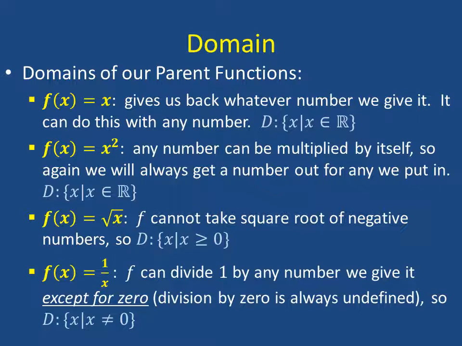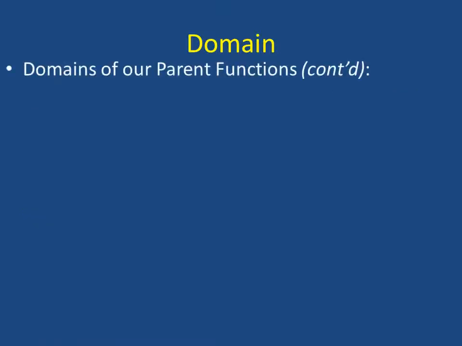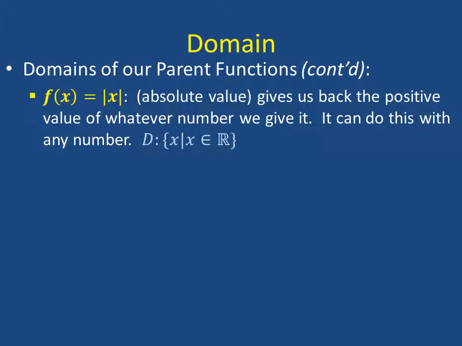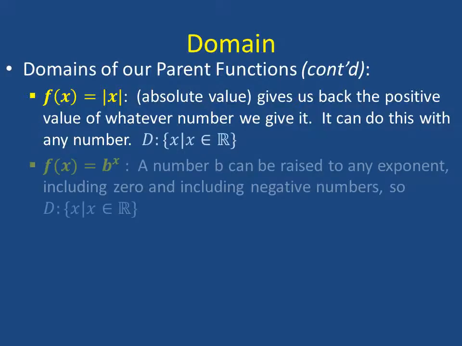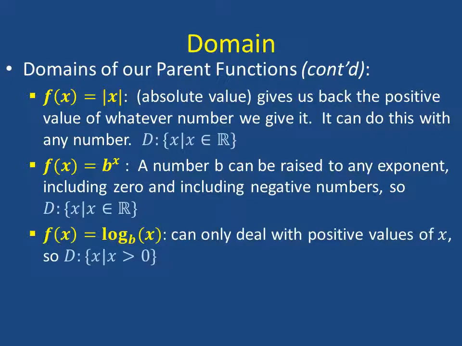For the rational parent function, f can divide 1 by any number that we give to it except for 0. Remember that division by 0 is always an undefined operation, so the domain is going to be all x except for x equals 0. The absolute value function gives us back the positive value of whatever number we give to it. It can do this with any number, so we can feed it any number x that we want. So again, domain is all real numbers. A number b can be raised to any value of exponent, including 0 and including a negative number. So the domain is all real numbers.